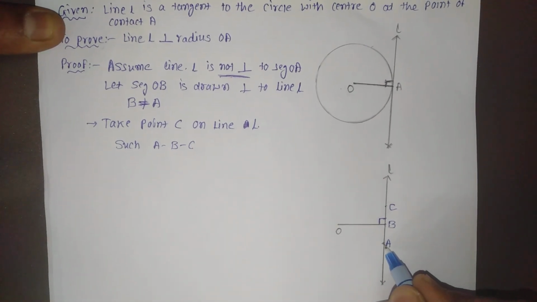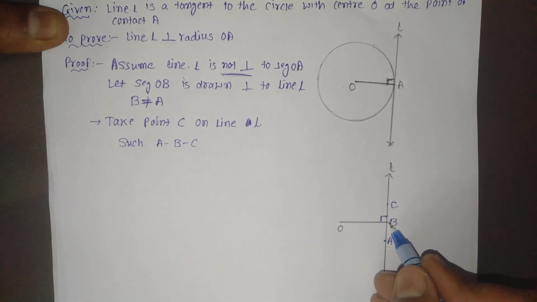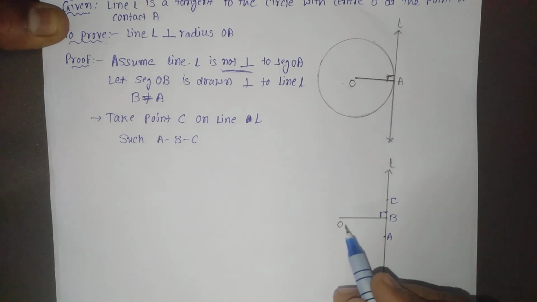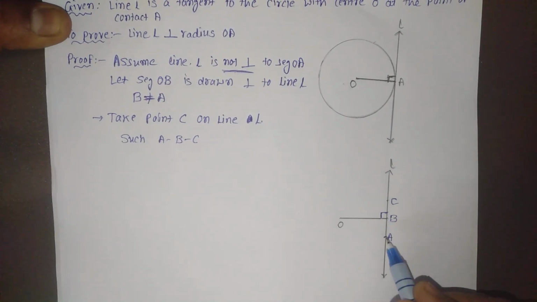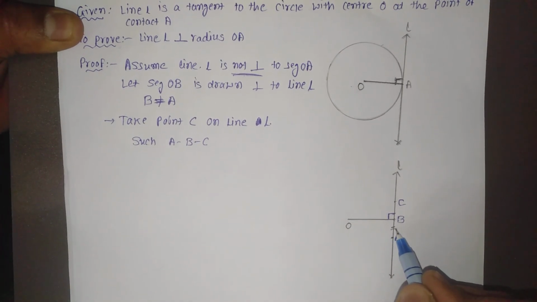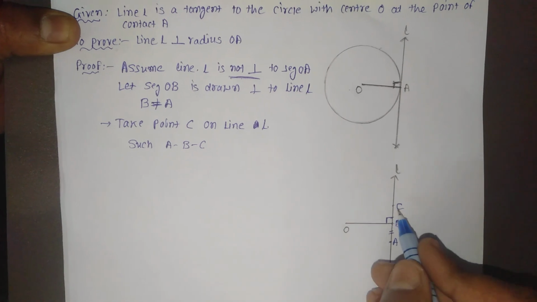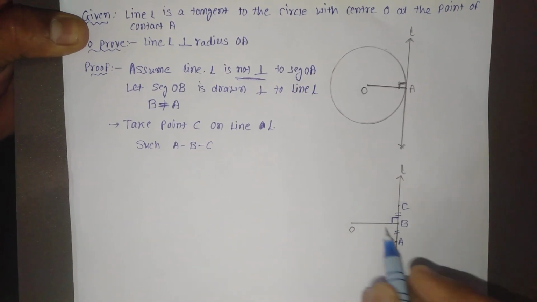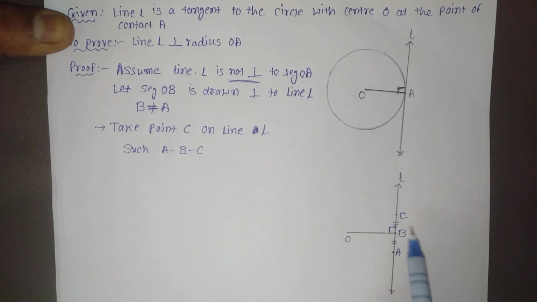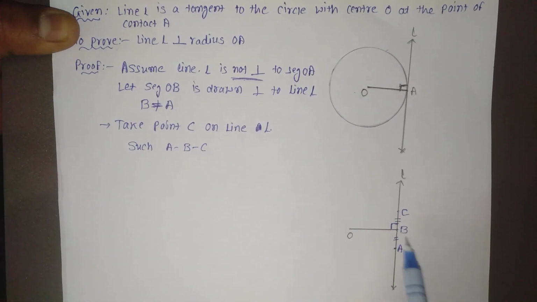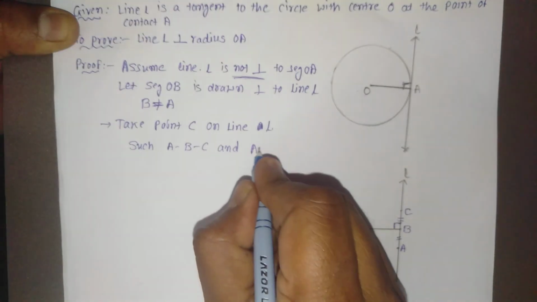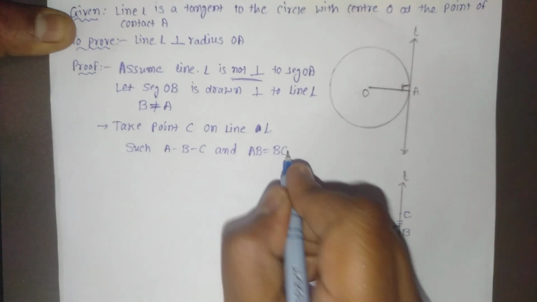A was one of the points which is not equal to B, as we have assumed. Earlier we have assumed that OA is not perpendicular to L. Then we said that OB is taken to be perpendicular to L, but B is not equal to A. So whatever this distance is, the same distance we will take at this side and keep the point C. So I can say take point C on line L such that B must be in between A and C, and the distance AB will be equal to BC.